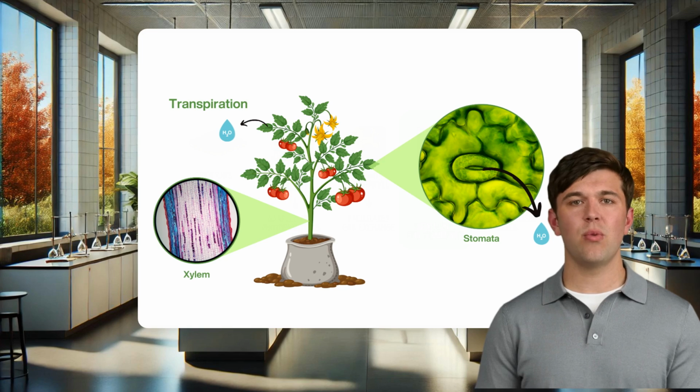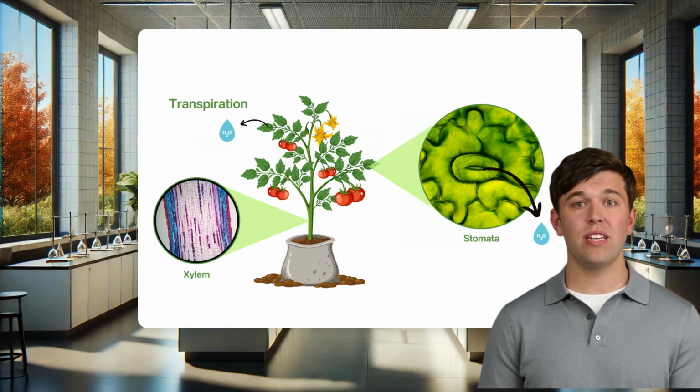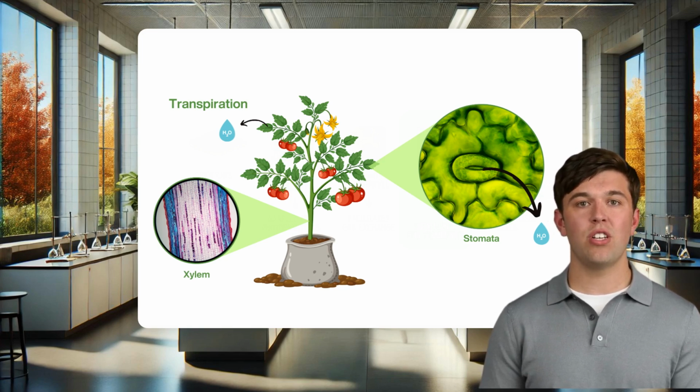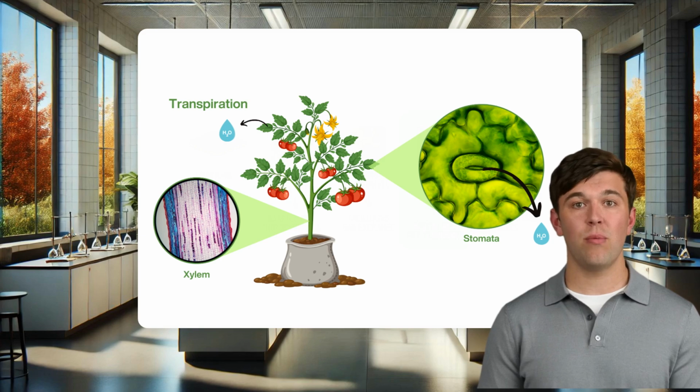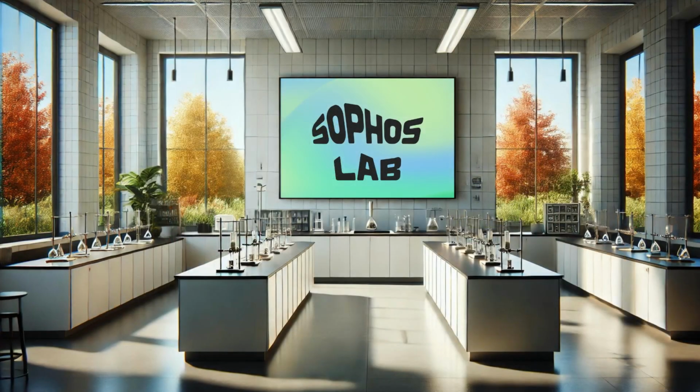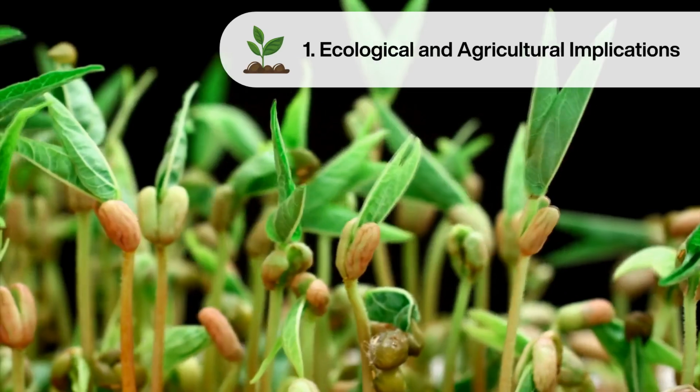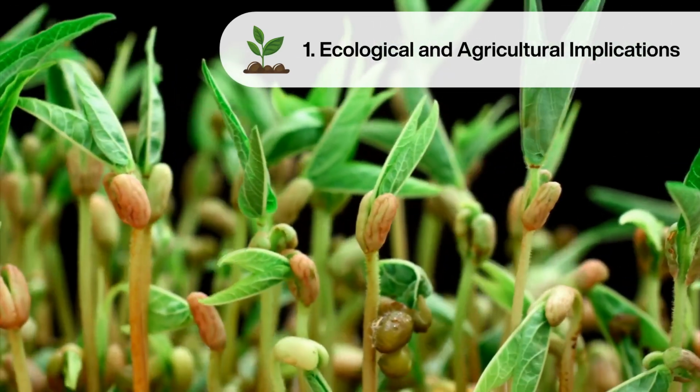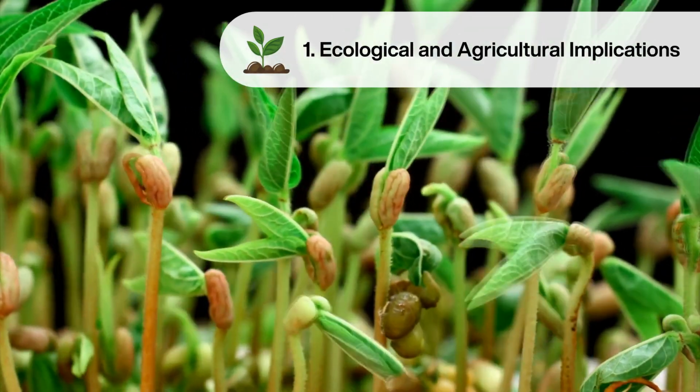Understanding the rate of transpiration is essential as it influences how efficiently a plant can transport essential nutrients and maintain its water balance in response to its environment. Before outlining the practical, let's take a moment to consider its importance. Understanding the rate of transpiration in plants is crucial for both ecological studies and agriculture.